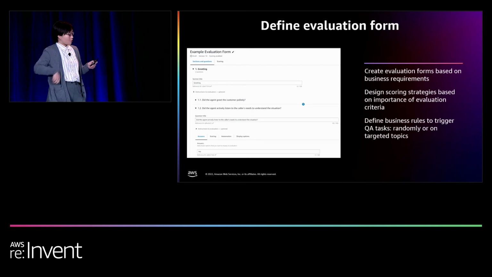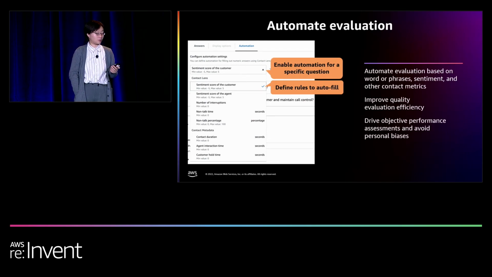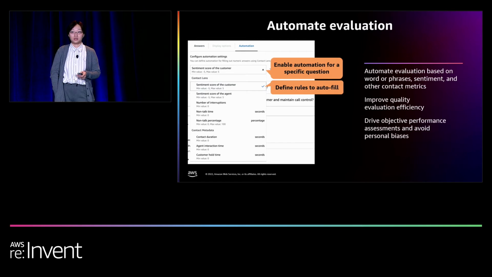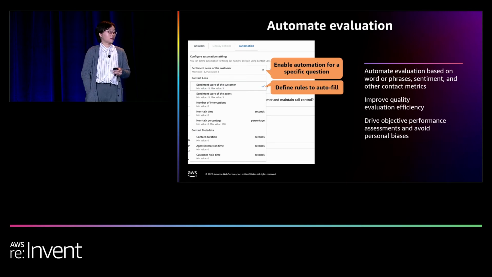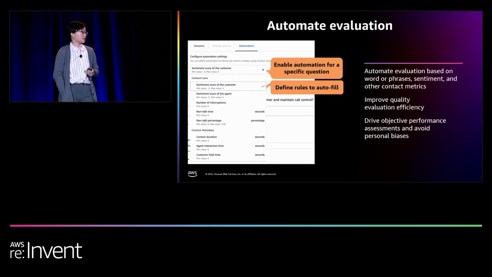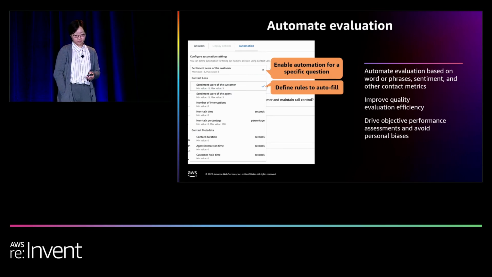So with that, we talked about automation and how it all comes out of the box with Contact Lens. So you can use Contact Lens conversational capabilities to automate the evaluation process. In particular, you can use information such as keywords, phrases, or even contact metadata and customer sentiment scores to decide how to let Contact Lens automatically populate the results of one particular question in your evaluation form.